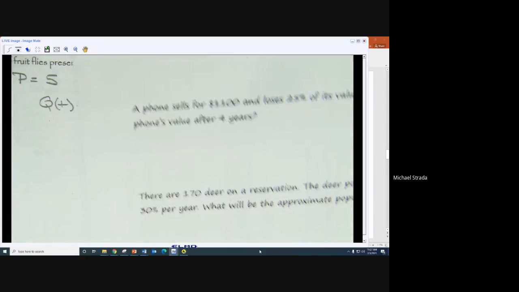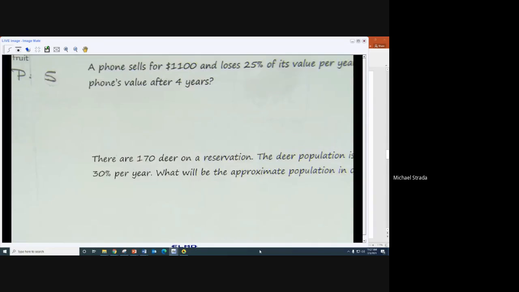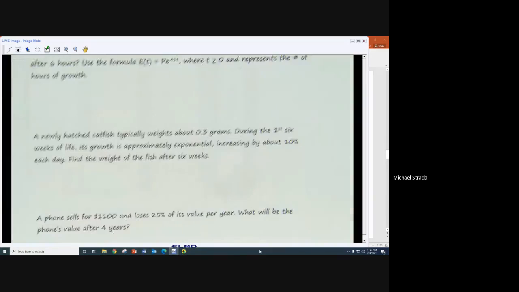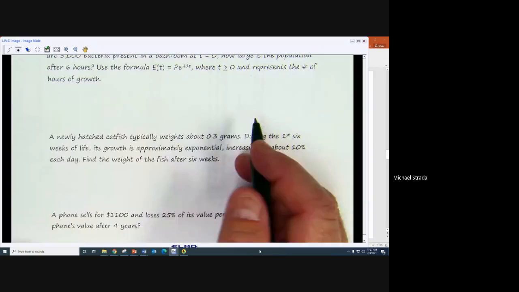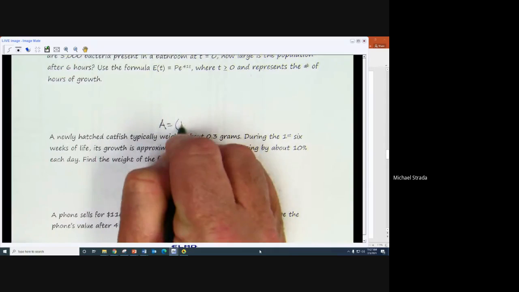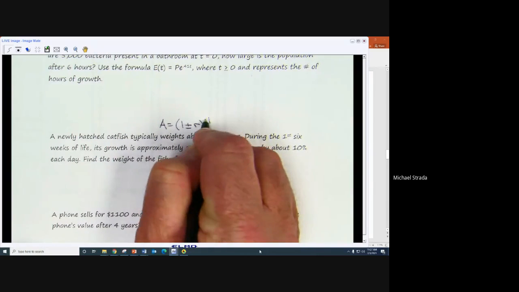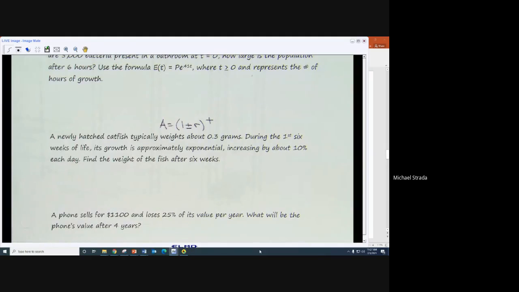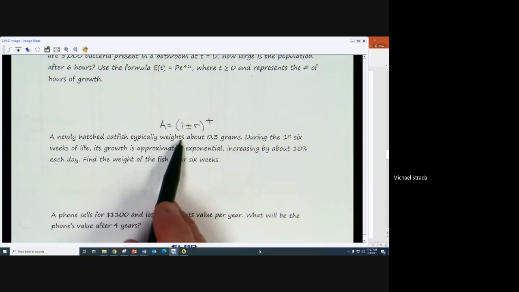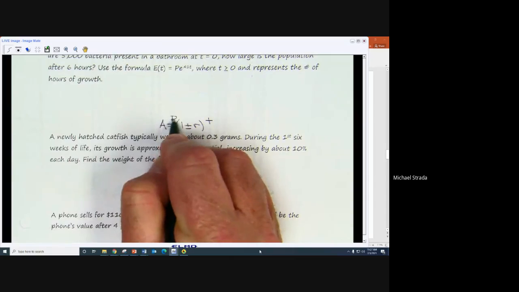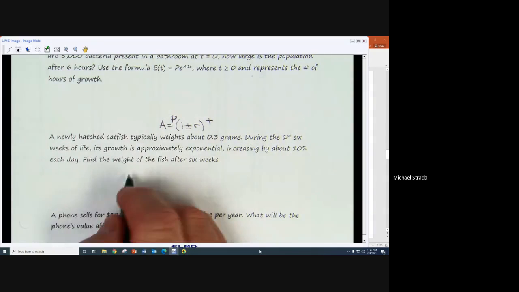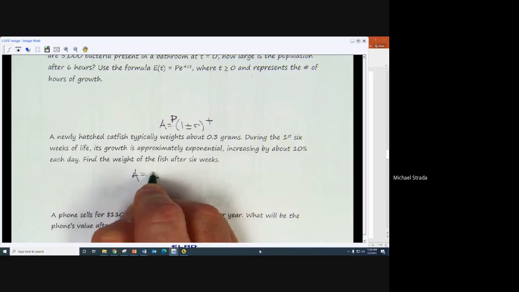On the back, I'm going to start with the newly hatched catfish one. We did put some on here for people who are eventually going to take a standardized test, whether it's a college placement test or the SAT. Remember the basic formula, which is 1 plus or minus r, to the t. For the remaining four problems, you're going to use that. For example, it says a newly hatched catfish typically weighs about 0.3 grams. The P should be in front of it, my bad. So A equals P, which is 0.3 grams.